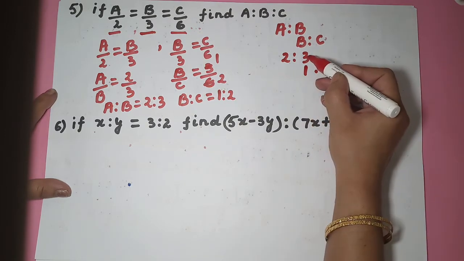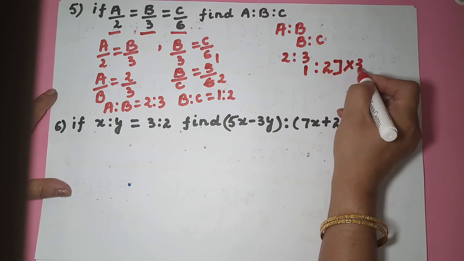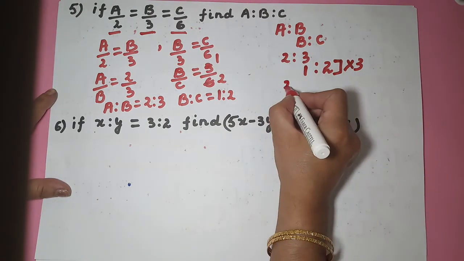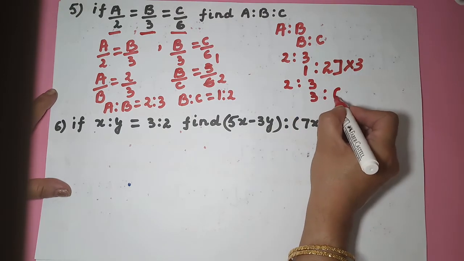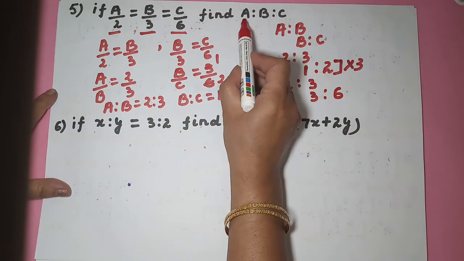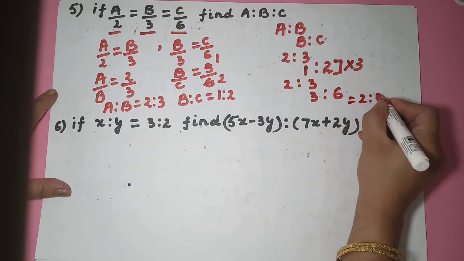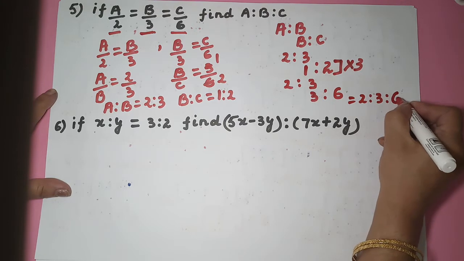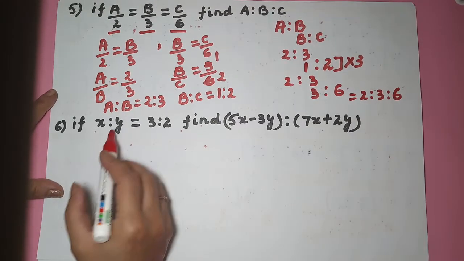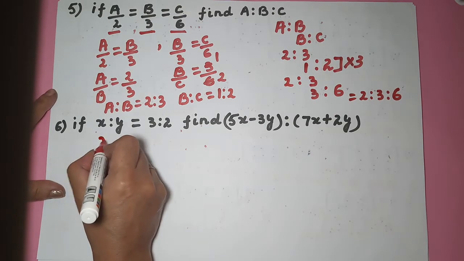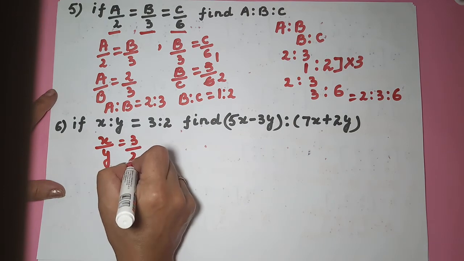Now what is the LCM between 3 and 1? It's 3. So we will multiply this term by 3. This will remain as it is, 2 is to 3, and this will become 3 is to 6. So finally what is my a is to b is to c? 2 is to 3 is to 6. Right? Okay.